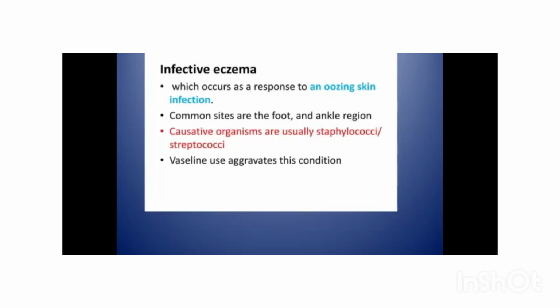Next we'll see infective eczema. Infective eczema occurs as a response to an oozing skin infection, which means there will be fluid-filled blisters. The common sites are the foot and ankle region, and as it is infective, the most common causative organisms are Staphylococcus and Streptococcus. Vaseline can aggravate this condition as it is an oozing skin infection.